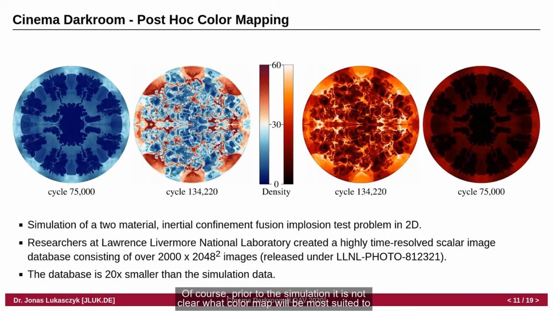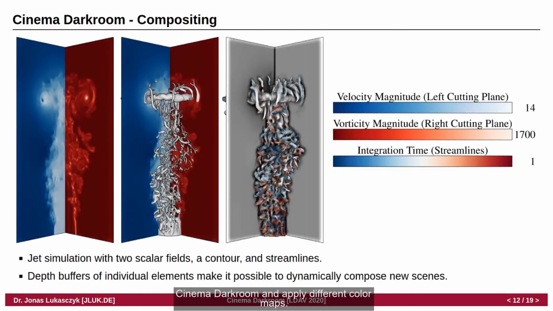Of course, prior to the simulation, it is not clear what color map will be most suited to visualize the data, so this needs to be determined interactively during post-hoc exploration. Due to Cinema's simple file system-based API, it was trivial to hook up the database to Cinema Darkroom and apply different color maps. This example shows a computational fluid dynamic simulation of a jet entering a medium at rest, where the simulation domain consists of a regular grid with two scalar fields, the velocity and vorticity magnitude.